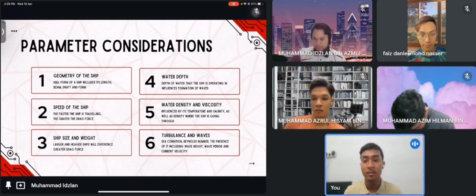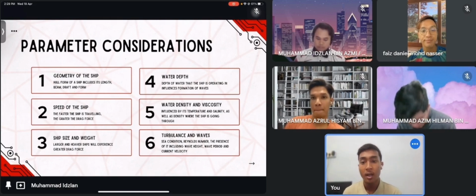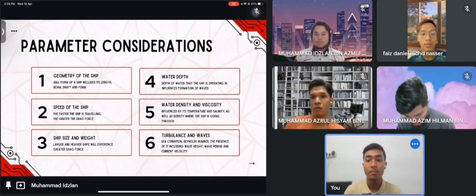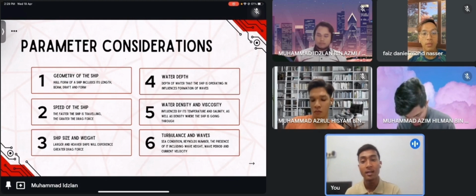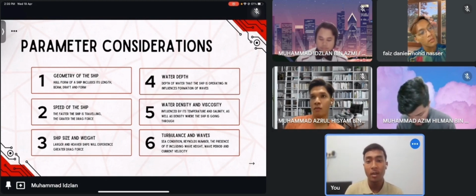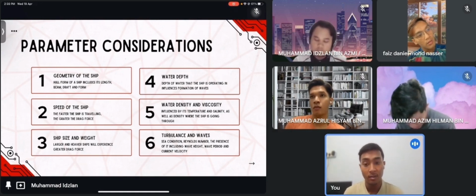The second one is the speed of the ship through the water. As the ship's speed increases, the drag force also increases due to the increased resistance from the water. The third parameter is the ship size and its weight, where larger and heavier ships will generally experience greater drag force. The fourth one is water depth, which influences the formation of waves and the associated wave resistance.